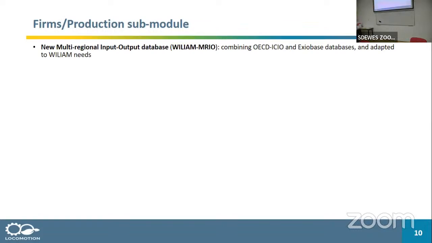The core of the production block is a new multi-regional input-output database that we have created for William. The William multi-regional input-output table has been done combining the OECD inter-country input-output tables and an exogenous database. Basically, what we have done is take the inter-country input-output table that is produced by the OECD every year. That table has a problem for us, which is that the representation of some of the sectors is very aggregated.